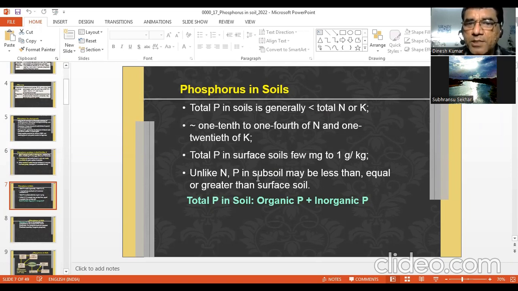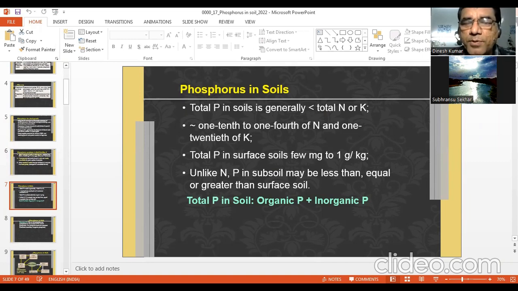Unlike nitrogen, phosphorus in subsoil may be less than, equal to, or greater than surface soil. So far as nitrogen is concerned, it has more concentration in the soil surface. As far as phosphorus is concerned, in subsoil it may be less than the surface soil, or equal to surface soil, or sometimes in subsurface soil, phosphorus can be greater than surface soil. So it is quite an interesting fact.